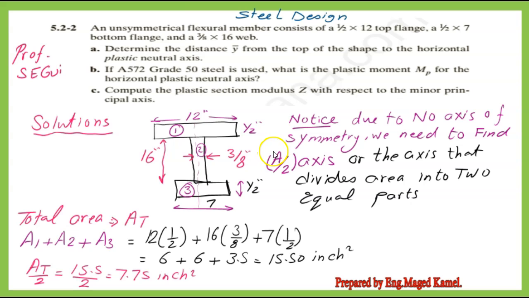First, we will estimate the total area of the 3 bars. The area of the upper flange equals 12 by 1/2. The area of the web equals 16 multiplied by 3/8. And finally, the area of the lower flange equals 7 by 1/2. The total area is equal to 15.50 square inches. Half of the total area is equal to 7.75 square inches.